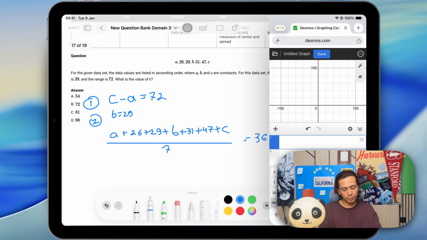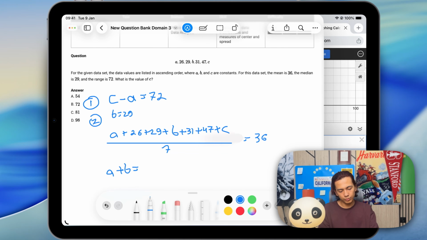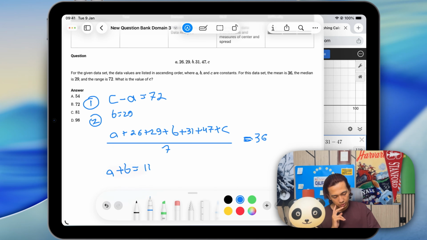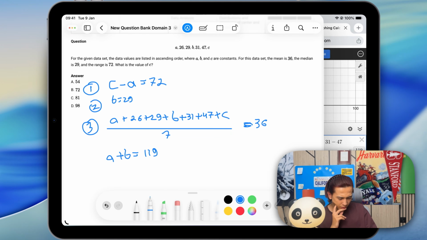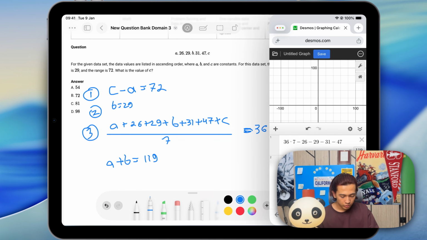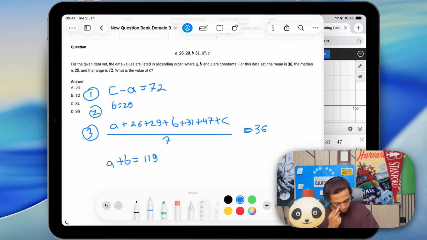So then I will isolate for A plus B. So A plus B will be equal to 36 times 7 minus 26 minus 29 minus 31 minus 47. So A plus B is 119, yeah? Oh wait, what did I do? 36 times 7 minus 26 minus 29 minus 31 minus 47. Oh, shoot. It's going to be A plus B plus C. A plus B plus C is 119.